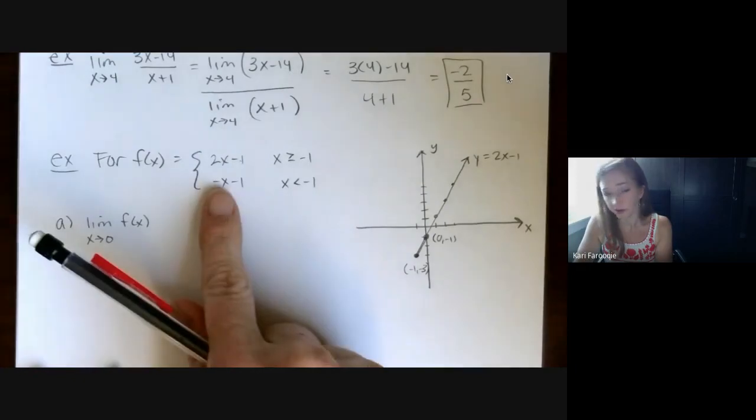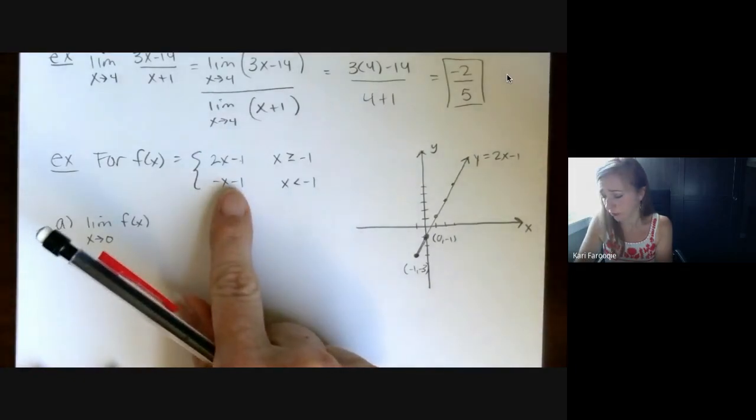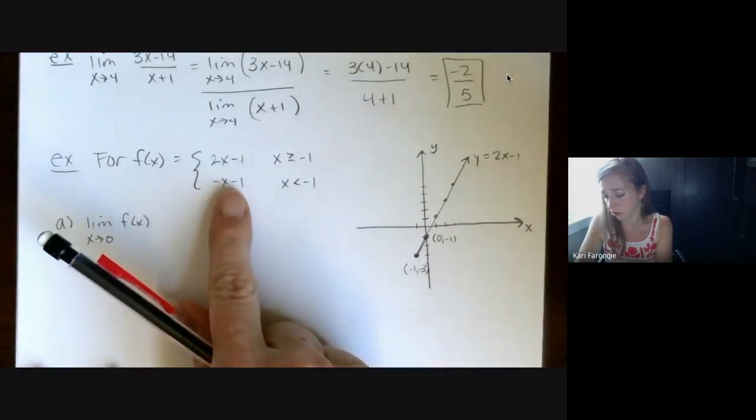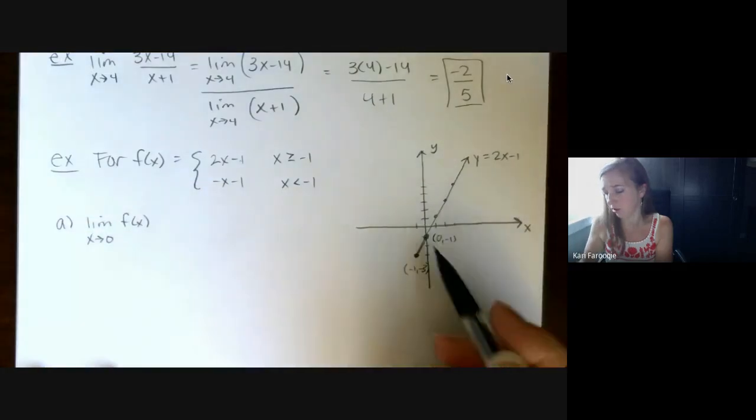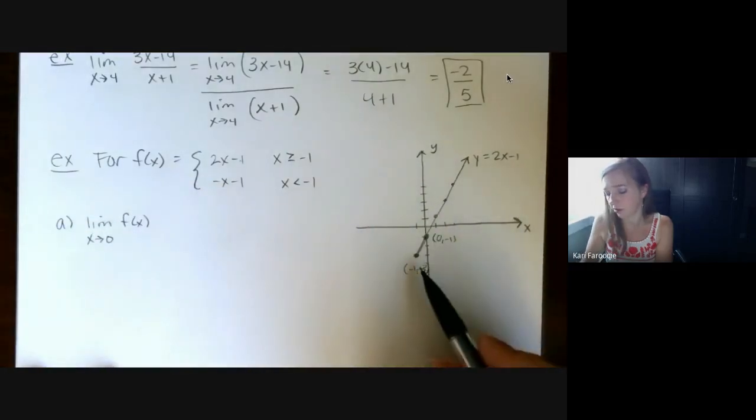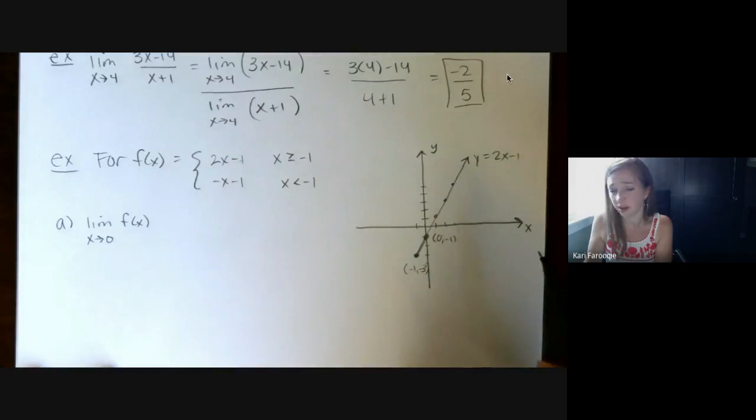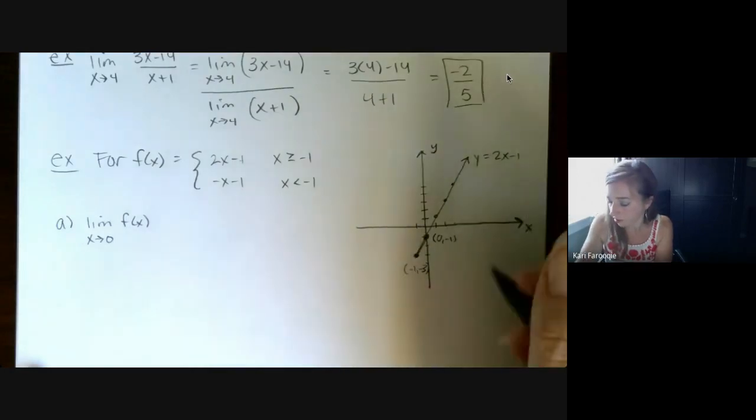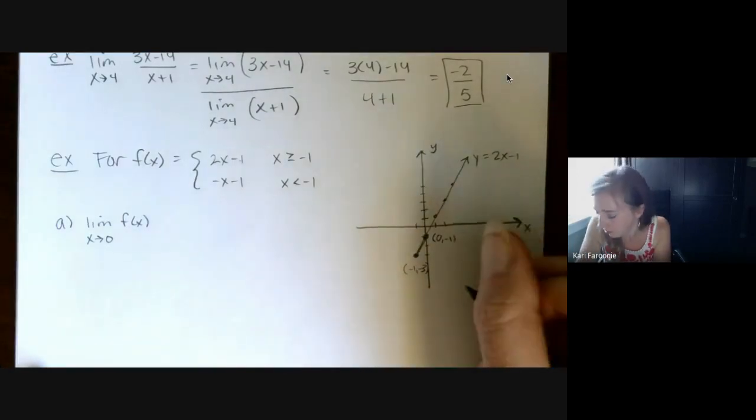Our other function is -x minus 1. If you want, you can apply the same logic. The only difference is that we can't actually use the y-intercept in this case. You can plug in a table of values if you'd like. Maybe I'll just do that for ease of use.